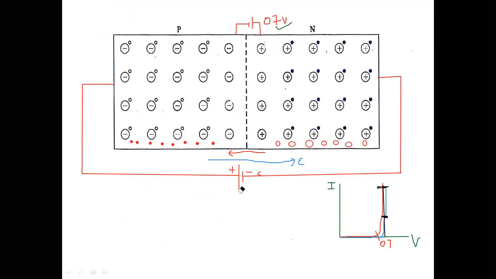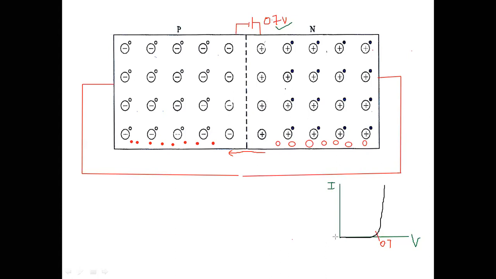So here, now I am reverse biasing. This is the graph for Zener diode. Okay, and now the reverse bias condition.